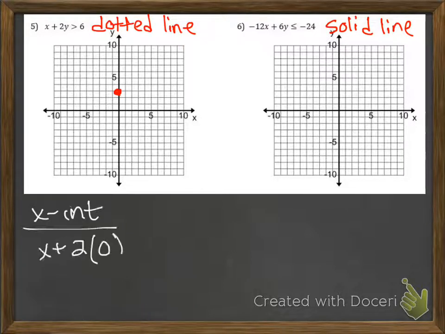Now I'm going to do the same thing for the x-intercept by plugging in 0 for y. That gives me x equals 6, and that's another point that I can put on my graph. Now that I've got 2 points, I can go ahead and connect them with a line. In this case, I need to use a dotted line, again, because there's no line underneath the inequality sign.